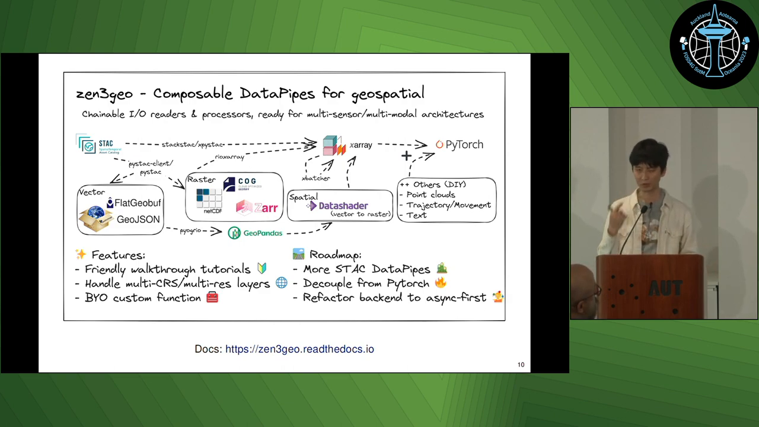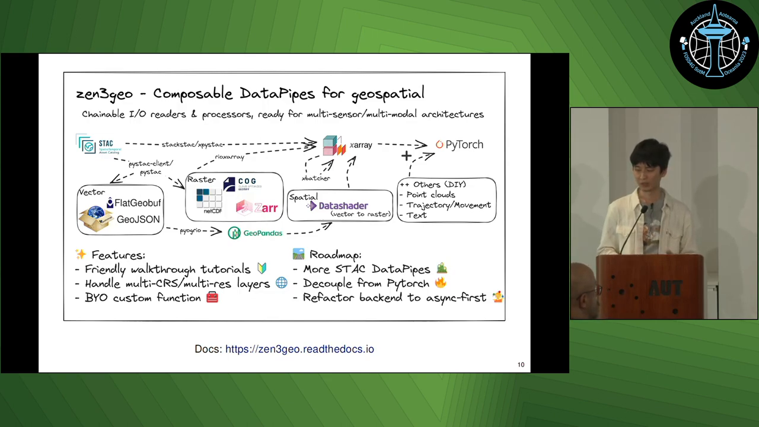If you have raster files like NetCDF, GeoTIFF, Zarr, you can use rioxarray to read it into an Xarray dataset. Vector file formats as well. You can read via pyogrio into a GeoPandas data frame. And from your GeoPandas data frame, if you want to rasterize it, I have a routine written with Datashader to do that rasterization. Once everything's in that Xarray format, you can then convert it into a PyTorch tensor.